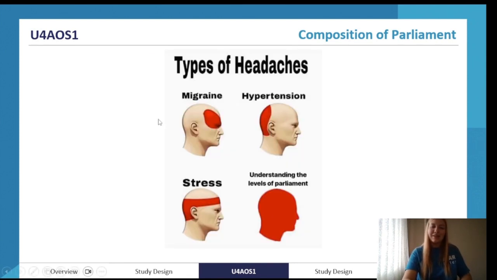All right, so understanding the levels of parliament might not be the easiest thing, but it's the understanding that you have to have first, and then you'll quite easily be able to memorize everything. Hopefully, you guys are finding Unit 4 all right. I know it is very different from Unit 3.